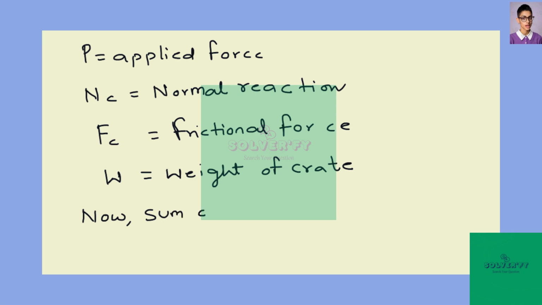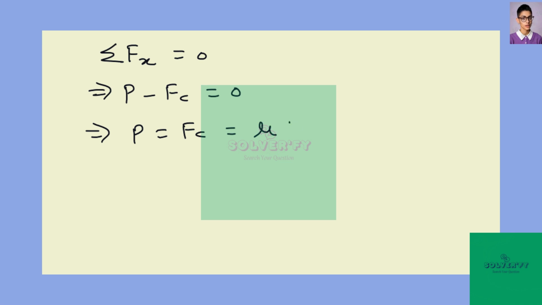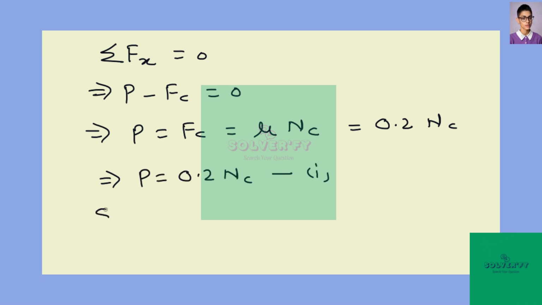Now, sum of forces along horizontal direction can be calculated. So, we will calculate the sum of forces that are acting on the horizontal direction. So, summation of Fx is equal to 0 or P is equal to Fc is equal to mu Nc. Putting the value of mu here, we will get a relation between P and Nc as P is equal to 0.2 Nc. Let it be equation 1.